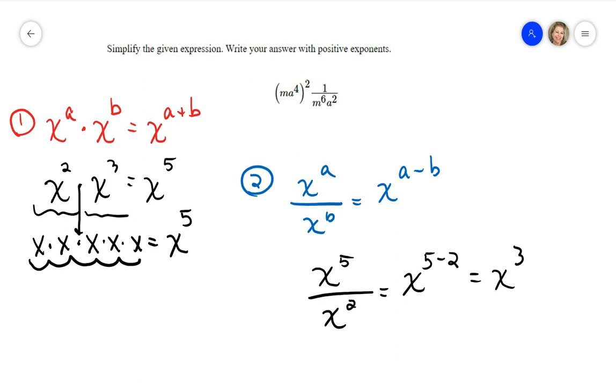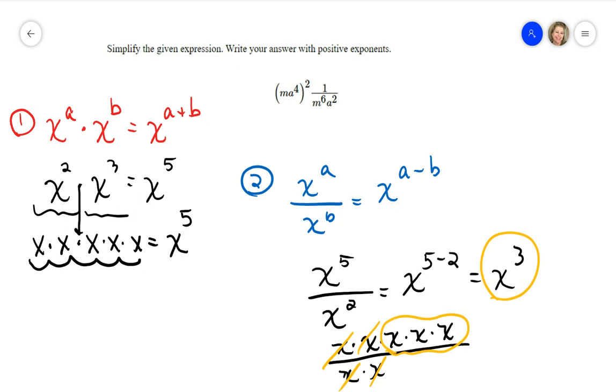Now this really is a division problem, but when you take x to the 5th, that's x times x times x times x times x divided by x times x. And then what happens is those x's cancel and those x's cancel, and you're just left with x times x times x, which is x cubed. So the shortcut is subtract the exponents. 5 minus 2 is 3. It's like these two x's here cancel out 2 of the 5 up here, leaving you with 3.